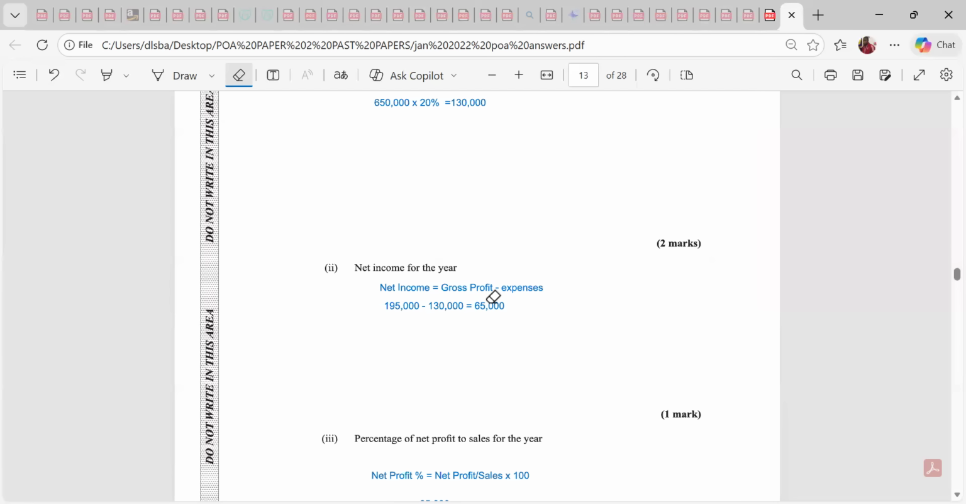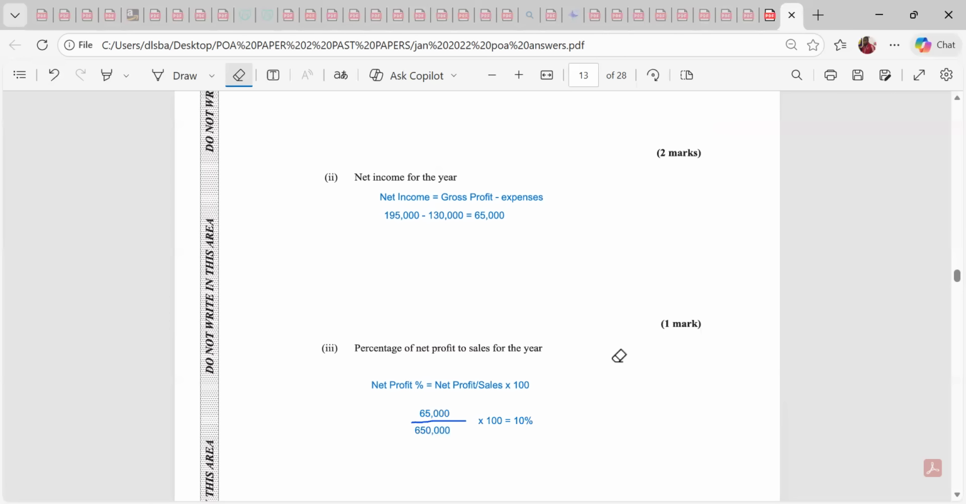Then they said the percentage of net profit to sales. That formula is net profit divided by your net sales multiplied by 100. Again, linear ratios. I'm not saying it's coming for sure. Just saying, just in case, make sure you know your ratios.